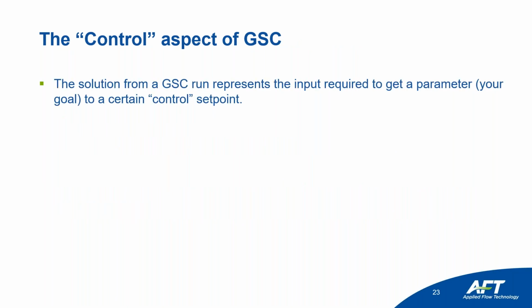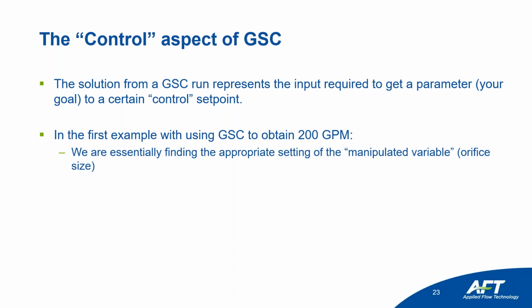Now let's get into the control aspect of GSC. The solution from a GSC run represents the input required to get a parameter, aka your goal, to a certain control set point. Now we're talking about process controls. In the first example with GSC to obtain 200 gallons per minute, we are essentially finding the appropriate setting of the manipulated variable, orifice size, to get my controlled variable to be what I want it to be, the set point. And you could have stopped me during that initial example and said, hey, Walt, why don't you just use a control valve to get 200 gallons per minute? And I'd say, that is a great point. Exactly, you can.